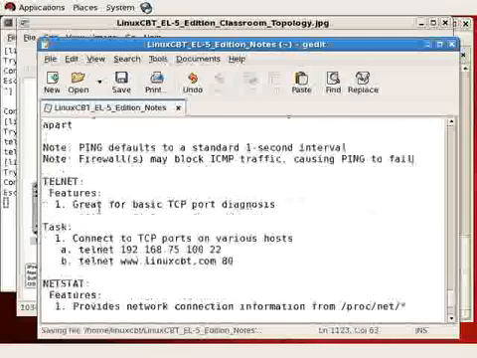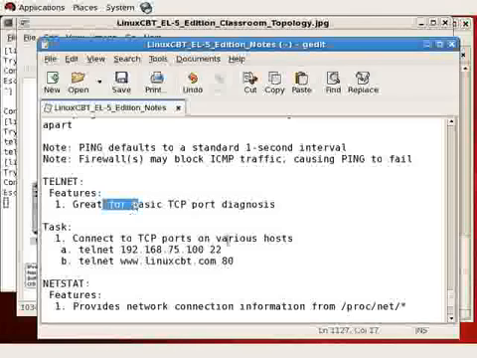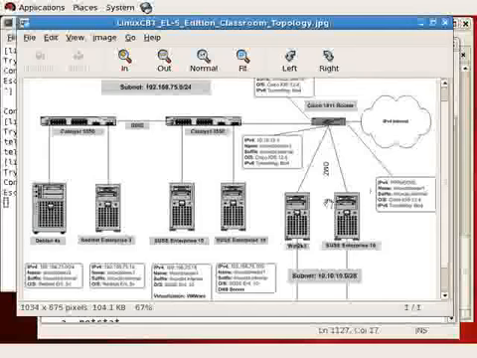Again, let's just recap some of the important tools that we've covered. And they're diagnostic tools, of course. From the top, we looked at ping. Ping is the Packet Internet Groper. It sends ICMP, which is a distinct protocol from IP and TCP and UDP.